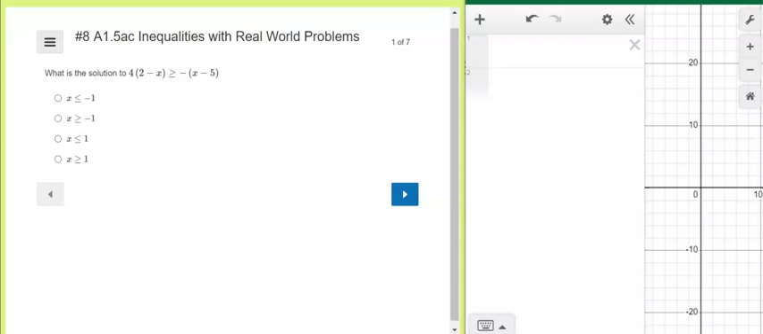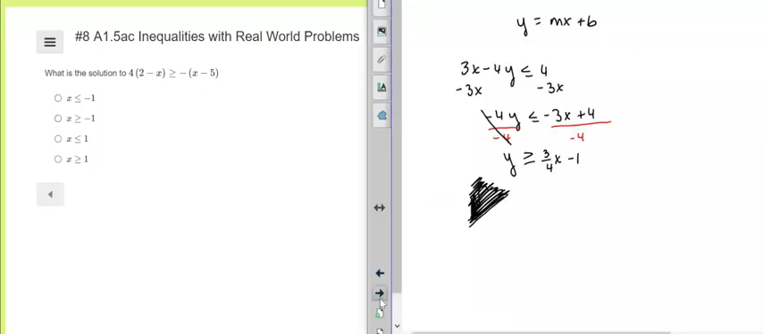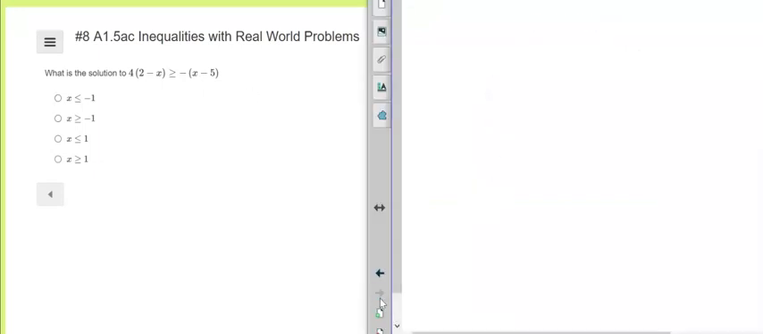All right, we have here linear inequality problems and also some real world problems. The first one, obviously not a word problem, says, what is the solution, or it should really read, what are the solutions to this inequality. I will go ahead and do this by hand, and then I'll show you how to find your answers in Desmos.